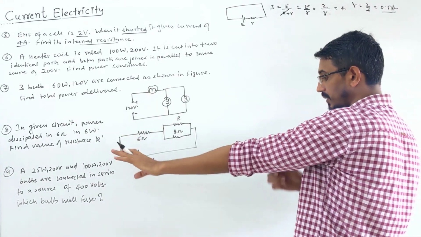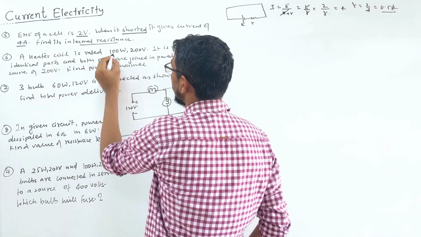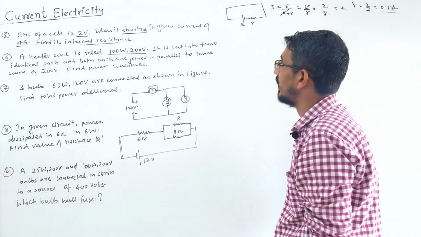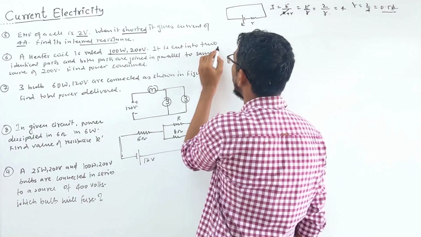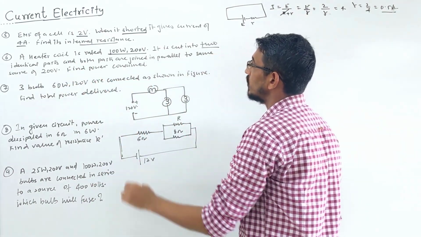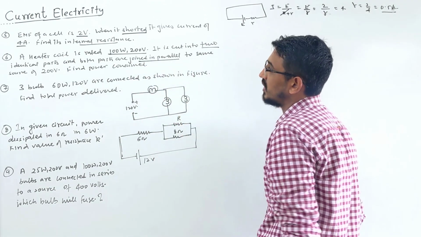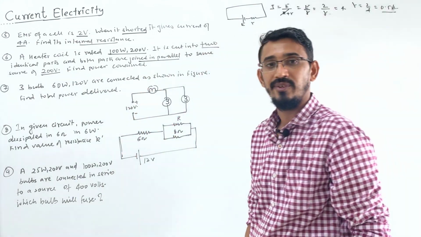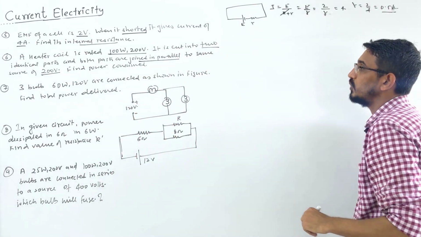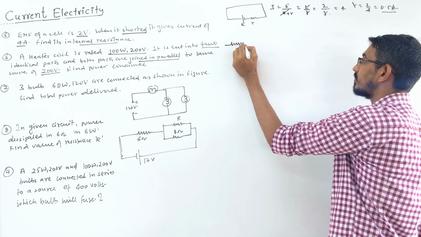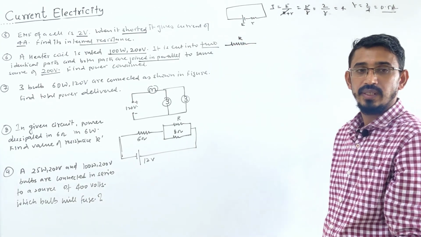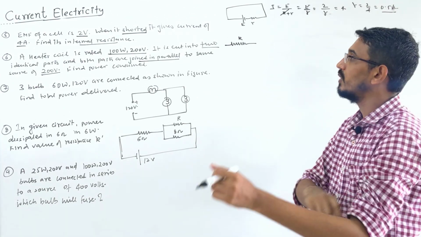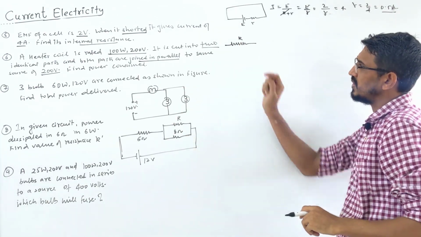Look at the next question. Now these are power questions. A heater coil has a rating of 100 watt and 200 volt. It is cut into 2 equal identical parts, and both parts are joined in parallel to the same source of 200 volt. Find the power consumed now. You had a coil with resistance R. This you cut into 2 pieces, and these 2 pieces are now joined in parallel. So let's first calculate the resistance of the coil.